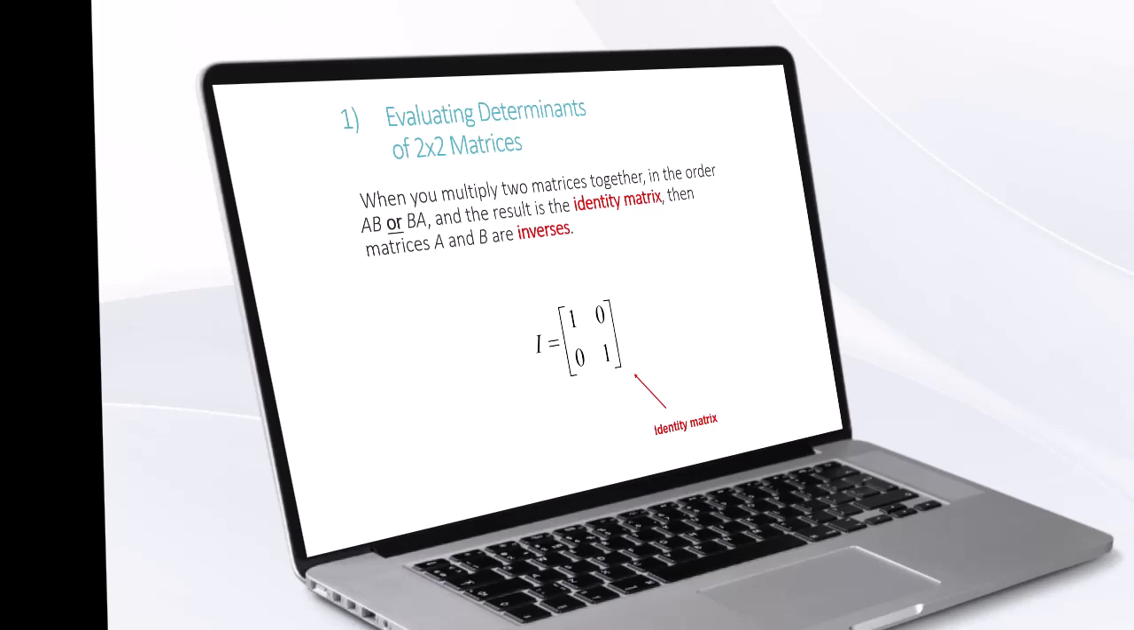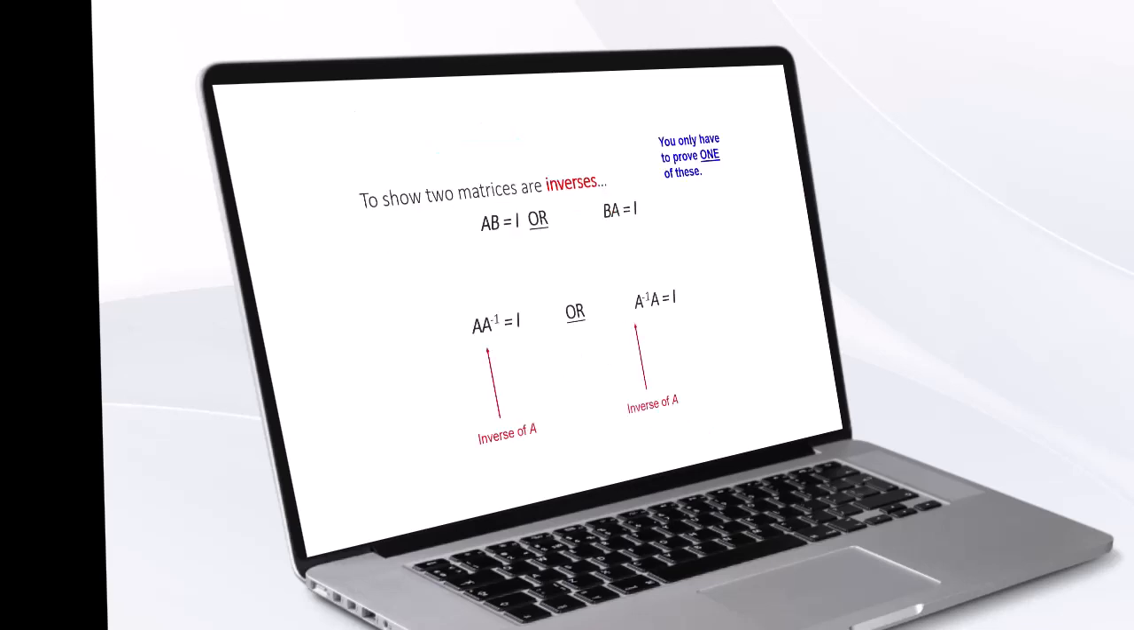I repeat this: when you multiply two matrices together in the order AB or BA, where A and B are the given matrices, and you find the result to be the identity matrix, then it means that A and B are inverses of each other. Now, to show two matrices are inverses, you only have to prove one of these. You don't need to prove all of them, but you can use any of them.